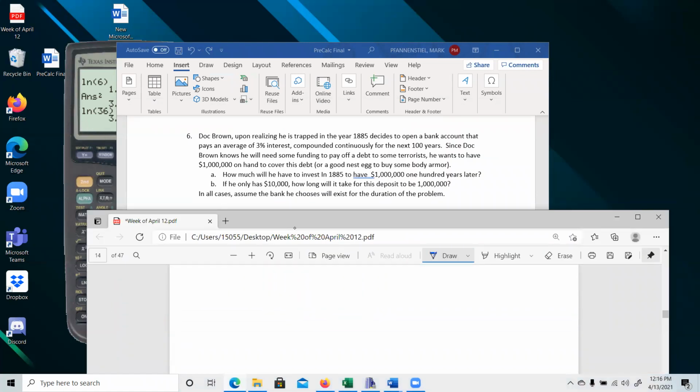All right, so we have A equals P e to the rt. That's our continuous interest formula. You're supposed to memorize this, remember?